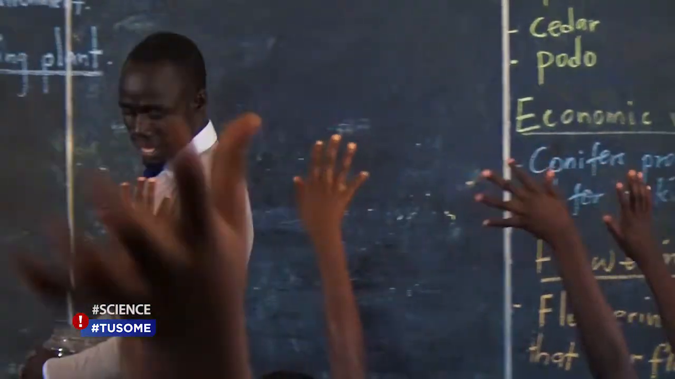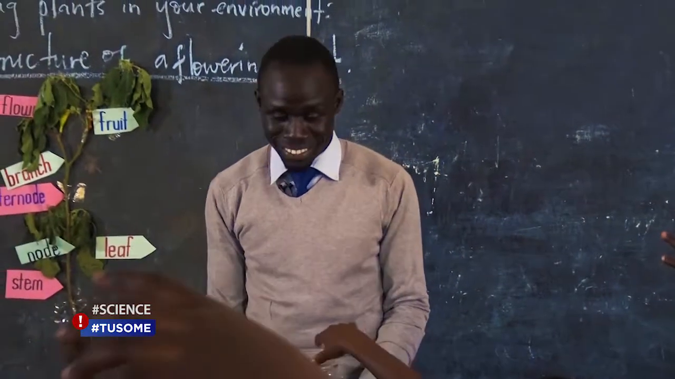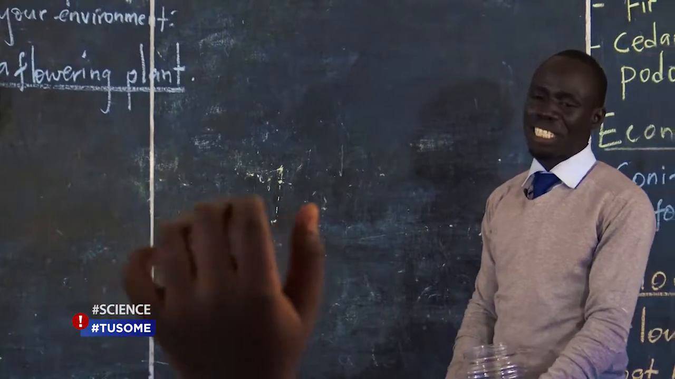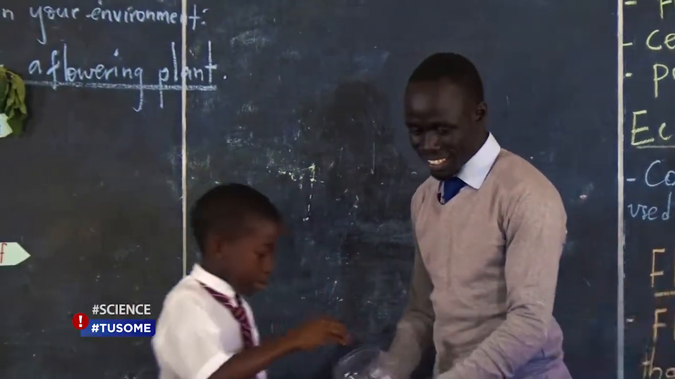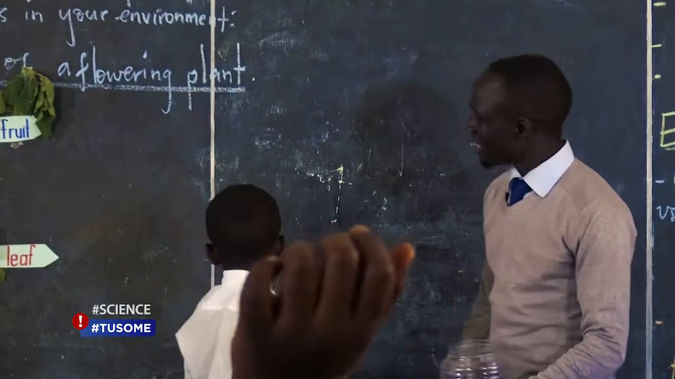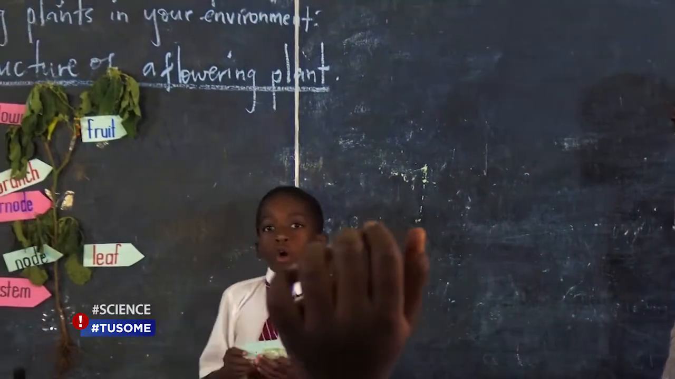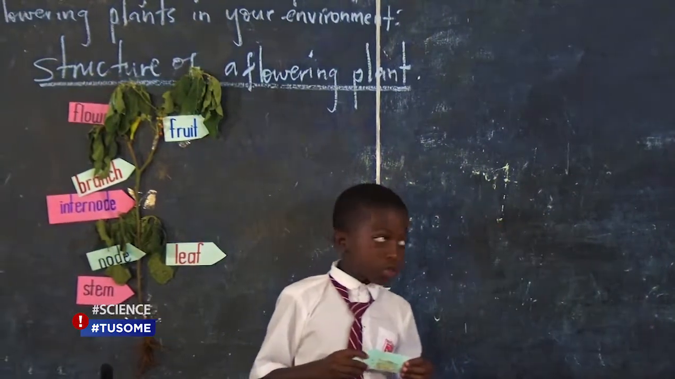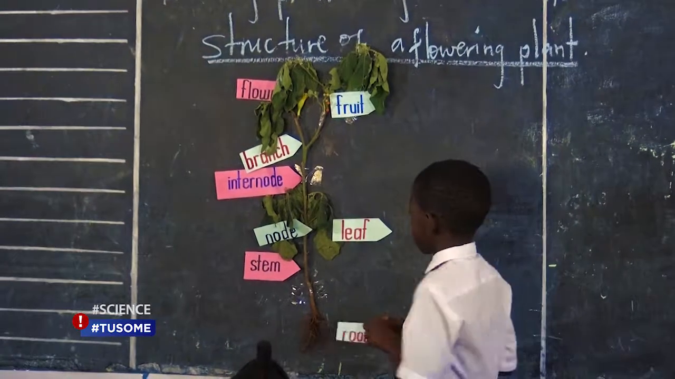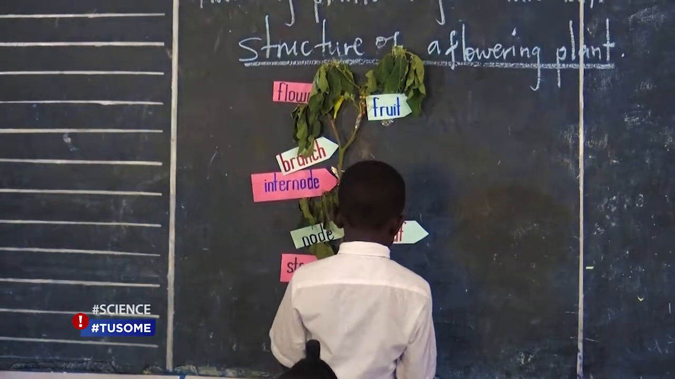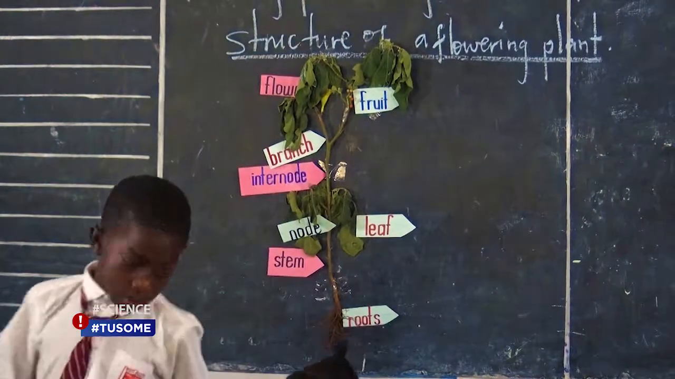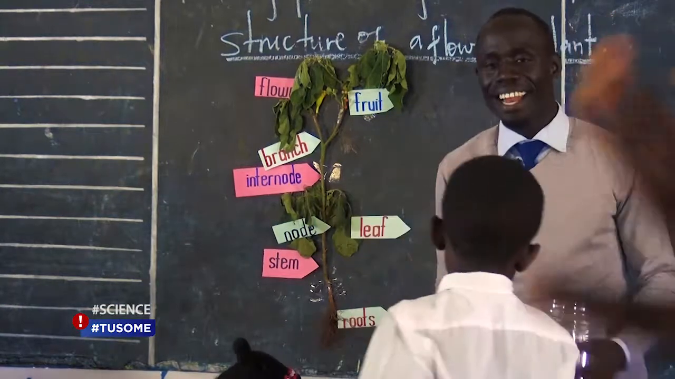We get one boy, Mukisa. That will come last. We finish with a girl. Roots. R-O-O-T-S. Is it correct? Yes. Has he put where the roots are? Yes. Very good. Those are the roots. Lastly.